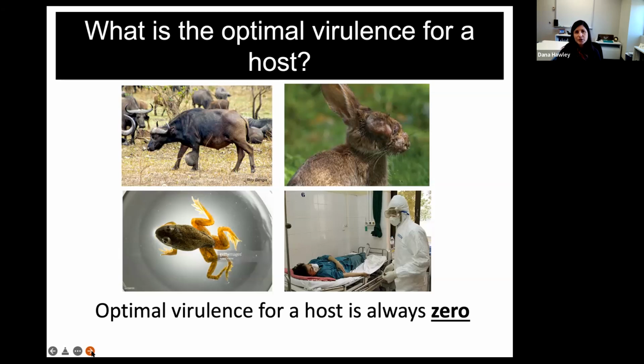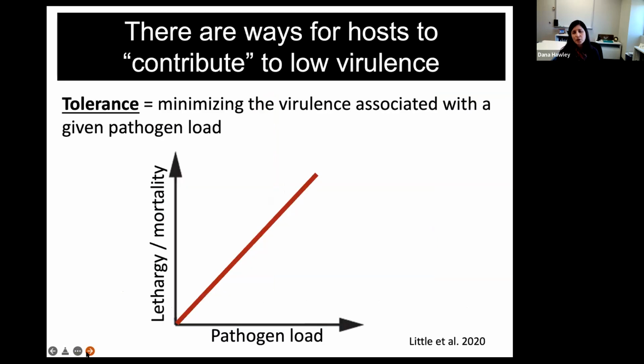But when we think about virulence in the disease triangle context, we can also think of hosts as being quantifiable in their contributions to virulence, so to speak. So the way that I'm going to consider that is in the context of tolerance, which Tom Little and others have described as almost the host contribution to virulence. And tolerance is a host response that we think about as minimizing the per pathogen fitness impacts of infection. So we can also define it as minimizing the virulence associated with a given pathogen load.